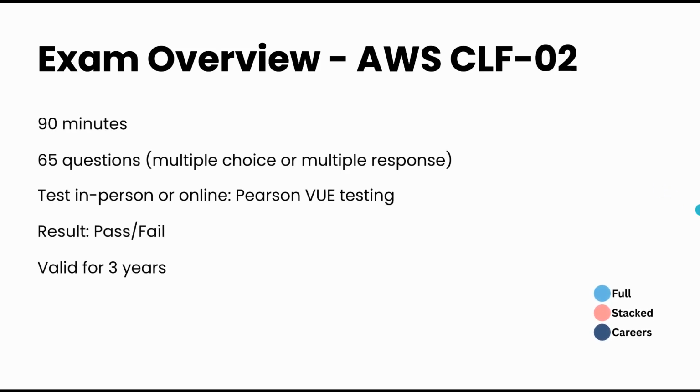Just to give you a slight overview of the exam, you have 90 minutes to complete it. From the moment your exam is started by the invigilator, you have 90 minutes to complete the entirety of the exam. You have 65 questions, which are made up of multiple choice or multiple response questions. You can do the test in person or online using the Pearson VUE testing facilities. The result is a simple pass or fail, and the AWS Cloud Practitioner certification is valid for 3 years.